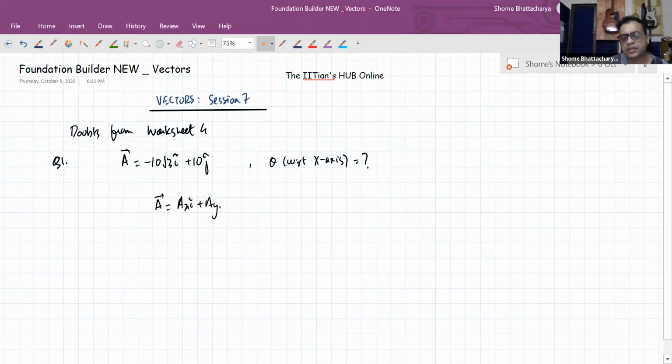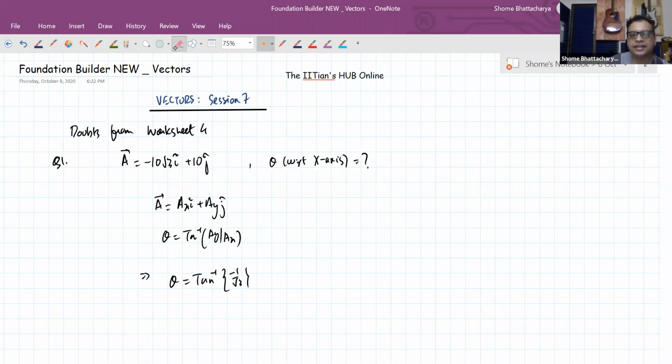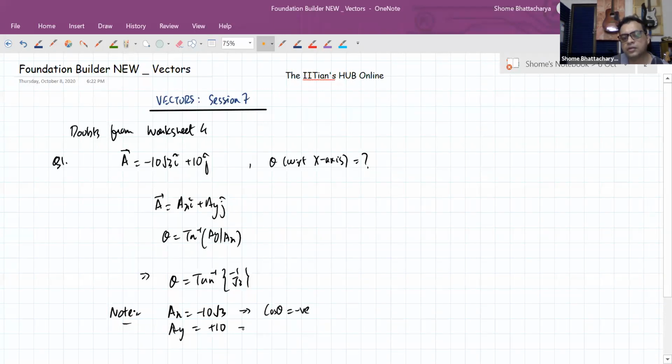ax i cap plus ay j cap, theta is tan inverse of ay by ax. In this case, theta is tan inverse of minus 1 by root 3. Also we can see that the vector has a negative x component and a positive y component. ax is minus 10 root 3, ay is plus 10.